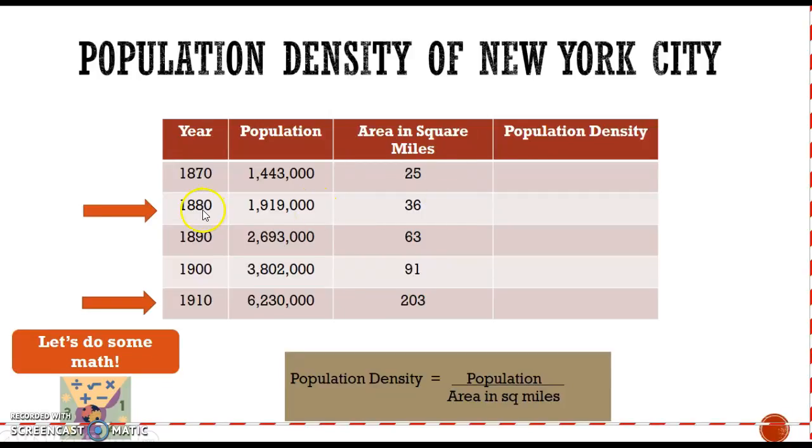Okay, so if you did 1880, you should have come up with a number of 53,306. And then for the year 1910, you should have come up with the number 30,690.